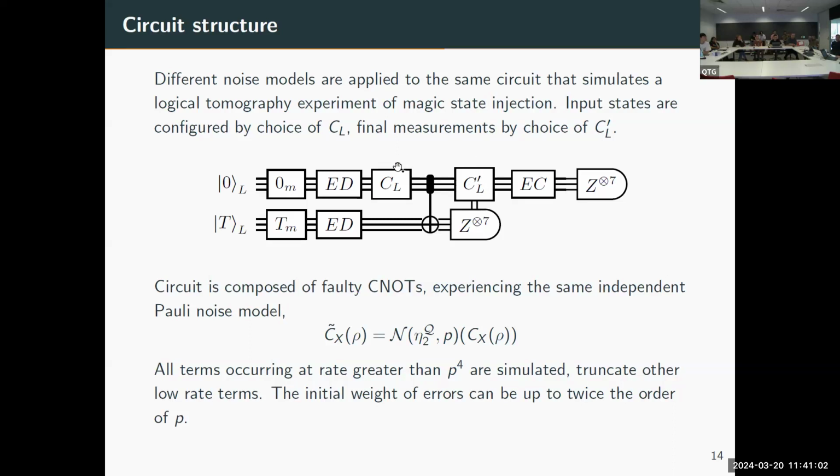So they have no noise. But this error correction circuit here is many C0s. So there is still noise going on here as well.